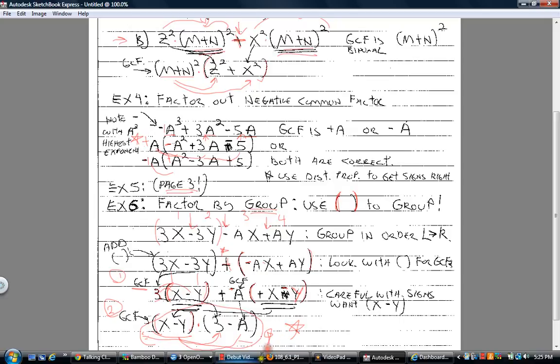Okay, these ones are not too bad. You're always going to start off with grouping the first 2 terms and then grouping the second 2 terms. I like to put the plus sign in there and help deal with the negatives.